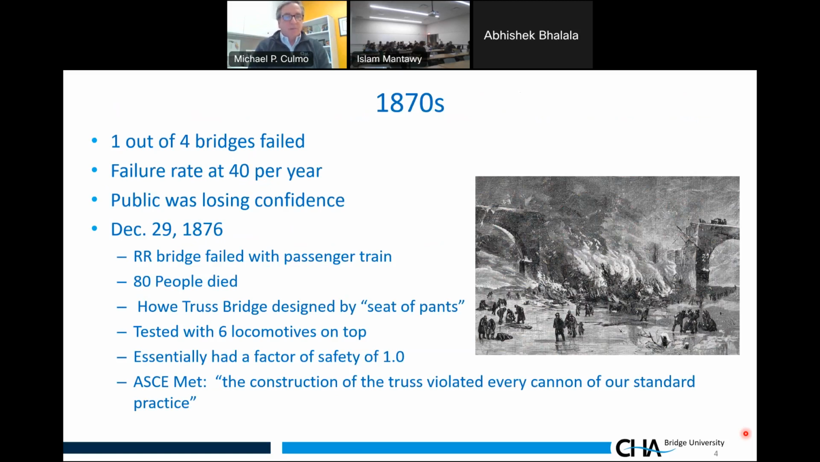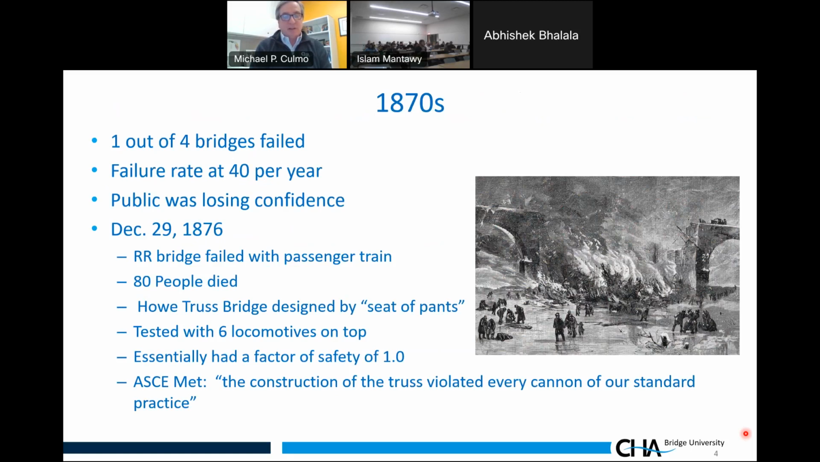So in December 1876, a good example is a railroad bridge failed with a passenger train going over it, and 80 people died. And that was kind of the last straw. It was a Howe truss, as we showed in the previous photo, that collapsed. It was designed by, as I said before, seat of the pants engineering. When it was originally built, it was tested with 6 locomotives, and it survived that test. But over time, it had probably been in service for 20, 30 years or so, and some rot may have taken place, and the bridge failed.